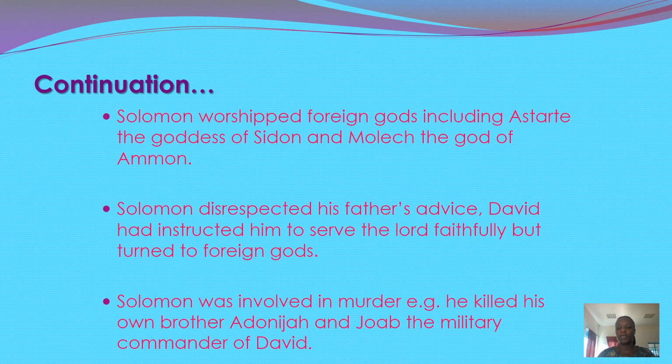Solomon's disrespect of his father's advice. When he married so many women, he overtaxed the people, and then he even worshipped Baal. We have seen Molech and Astarte. This was a weakness of Solomon because his father David had instructed him to serve only one God, faithfully obey him, depend on him, and love him.